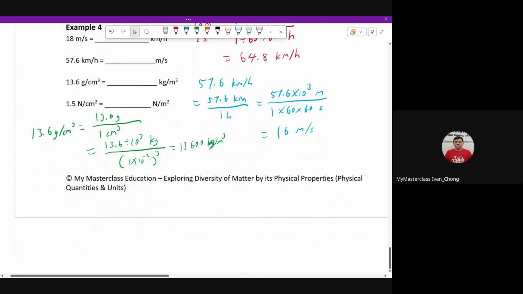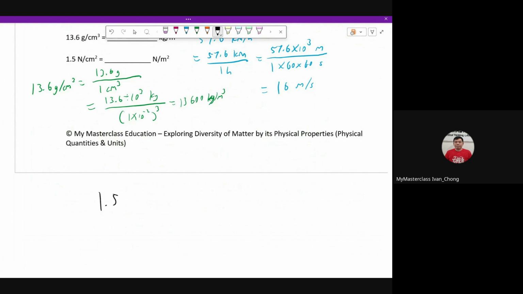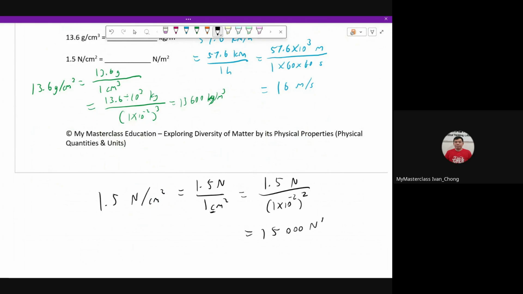Okay, and last but not least, you have your 1.5 Newton per cm square. First thing, they want us to change to Newton per meter square, right? So 1.5 Newton, I don't need to change because it's already Newtons. The only thing you need to change is the one below. Because I have a square, I want to change to meters, I will times because I have the prefix 10 to the power minus 2. Now let me check. 1.5 over bracket 1 times 10 to the power minus 2 close bracket square. So you end up with 15,000 Newton per meter square.